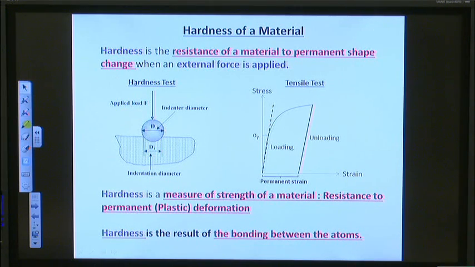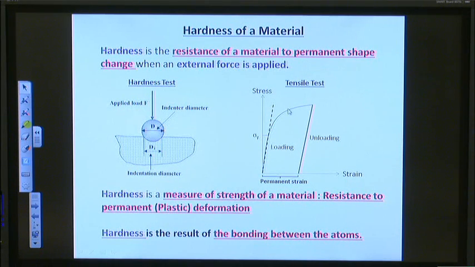A schematic of the hardness test is shown here. What we do is apply a certain force on an indenter, and it presses on the surface of a material. Due to the application of load, the indenter creates a permanent impression on the surface of the specimen, and that permanent impression is the permanent shape change in the material. The material tries to resist that permanent shape change, and that is why the hardness of a material is defined as its resistance to permanent shape change.